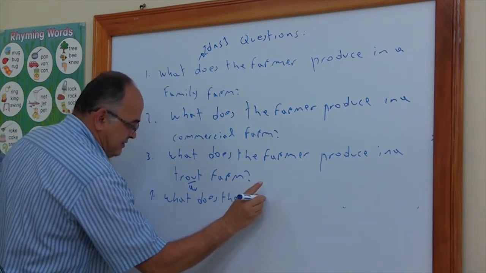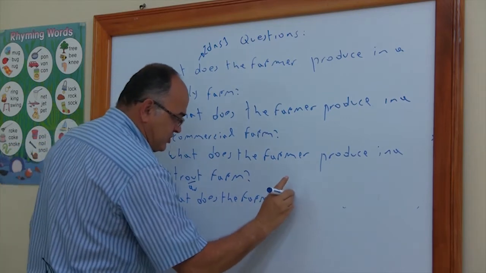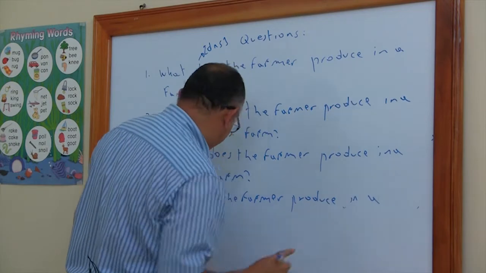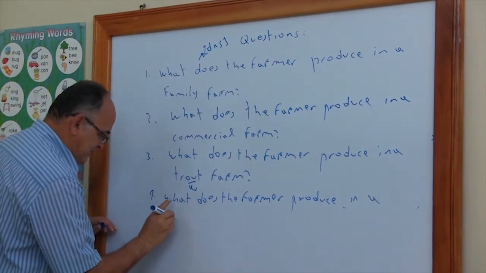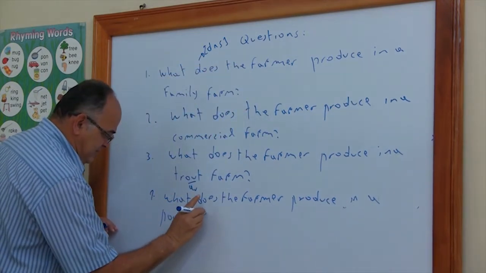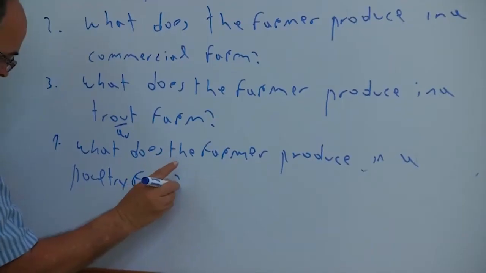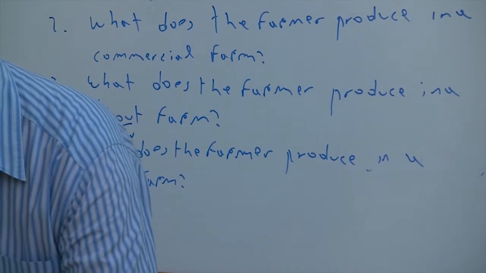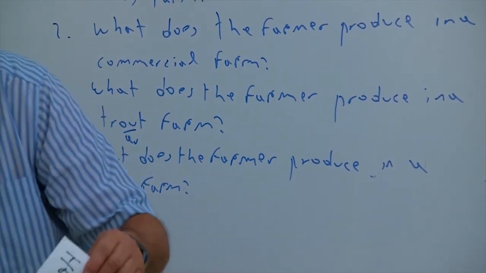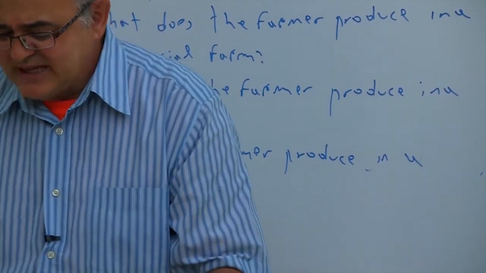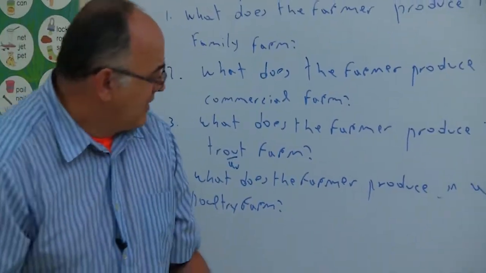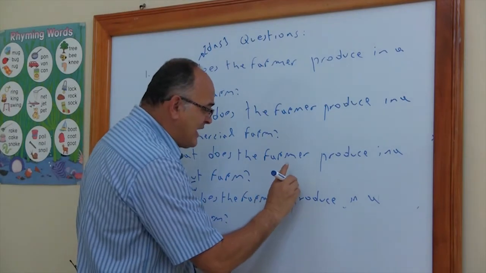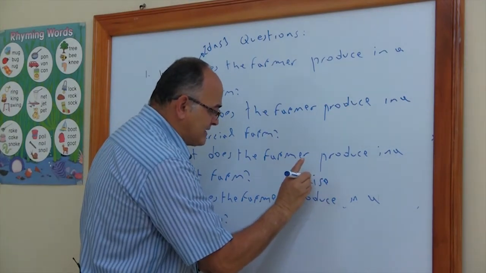The farmer produces in a poultry farm, right? Oh, what does he raise? We can say also, what does he raise? If we don't want to say, what does the farmer produce? We can say, what does he raise? Right? What does he raise?